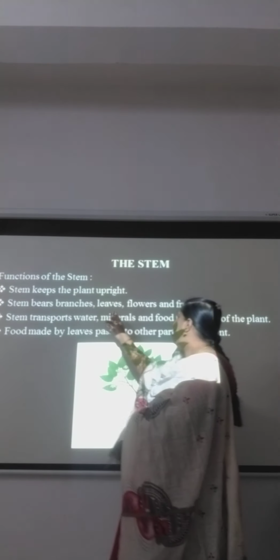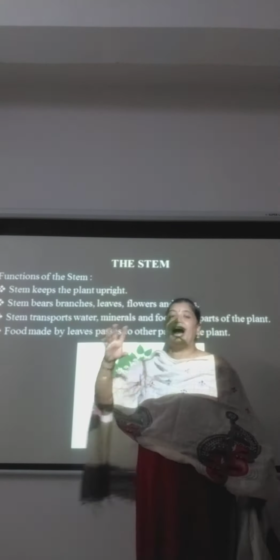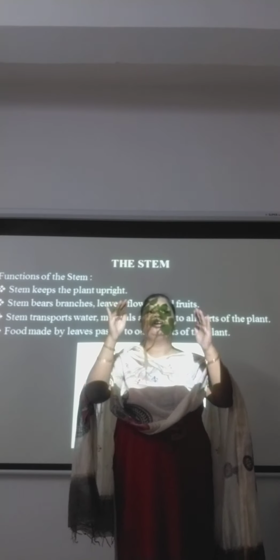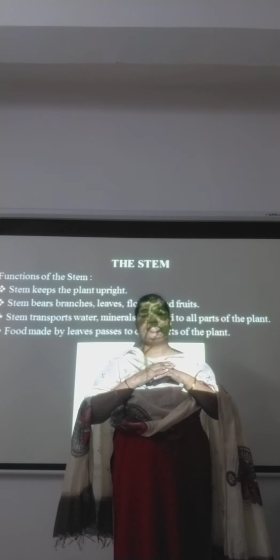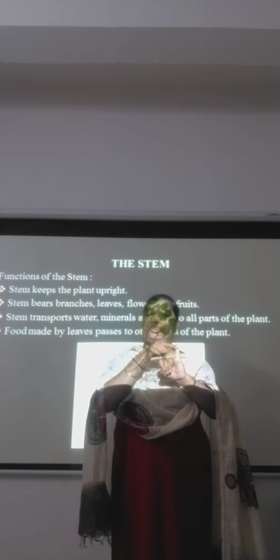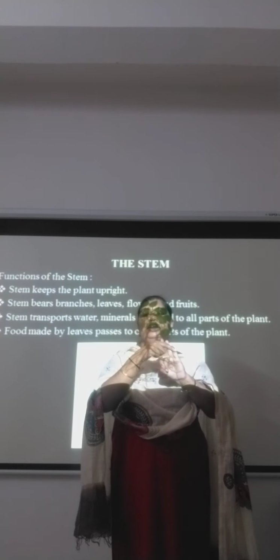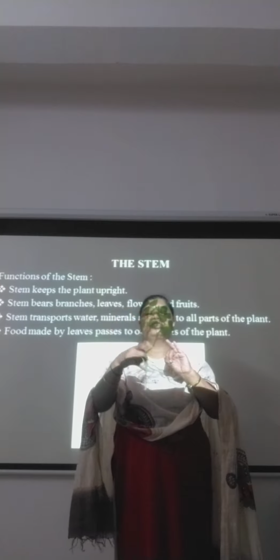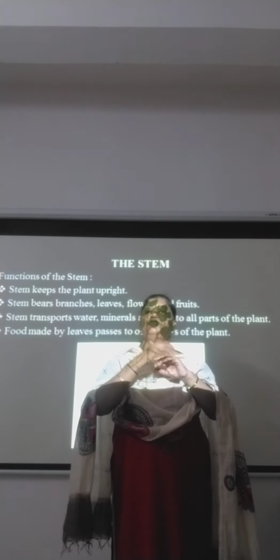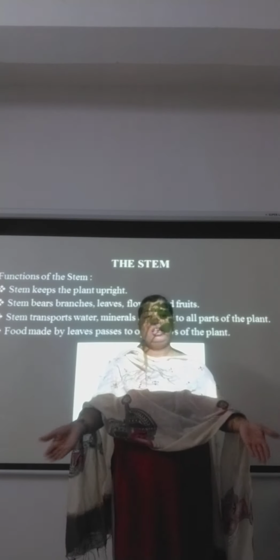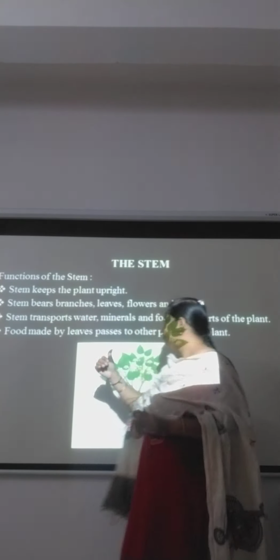Now stems bear branches, flowers, fruits and leaves. So other important parts of the plant are present on the stem. Leaves produce the food for the plant. Flowers help in the production of fruits and seeds. Now fruits and vegetables are also very useful for all of us. So all this we get on the stem.